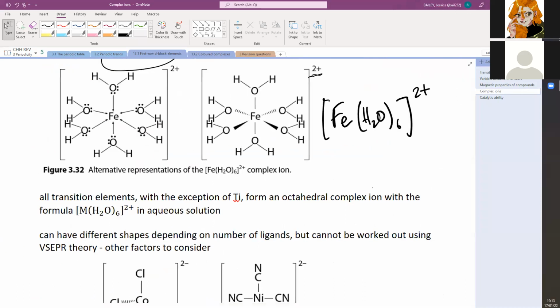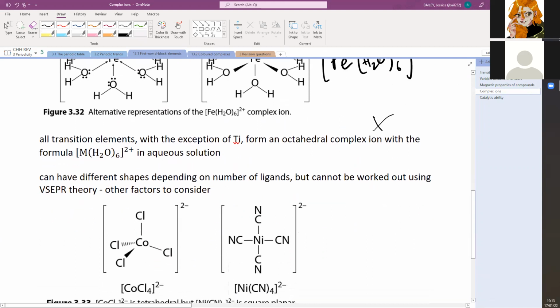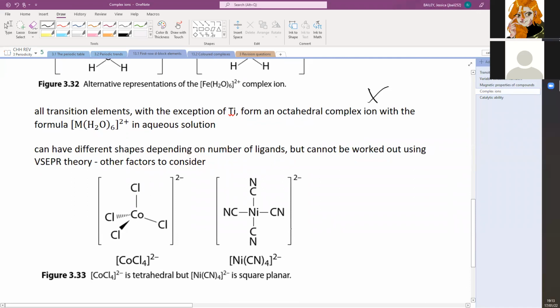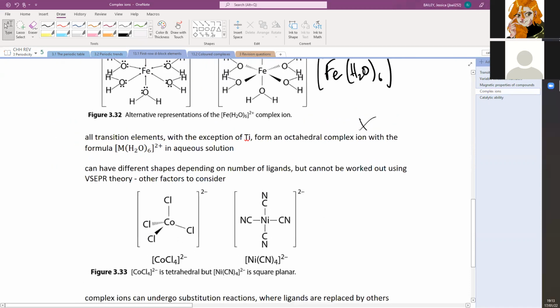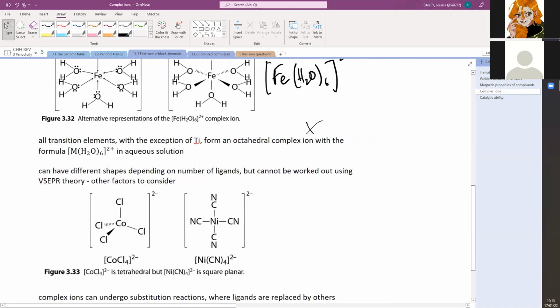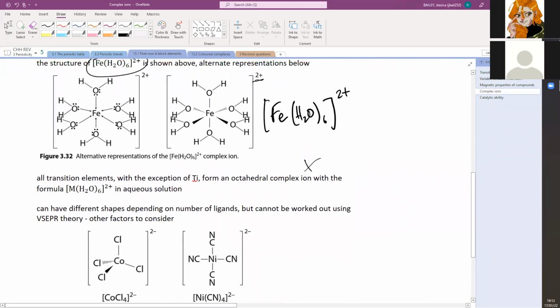Now, every transition metal, except for titanium, forms an octahedral complex ion. That's not that important. It's basically saying every single transition metal forms complex ions of some sort, though, because you can form complex ions of different shapes. So here, there's one that's tetrahedral, one that's square planar. A few of these will stick in your head after a time, like this one definitely has stuck.